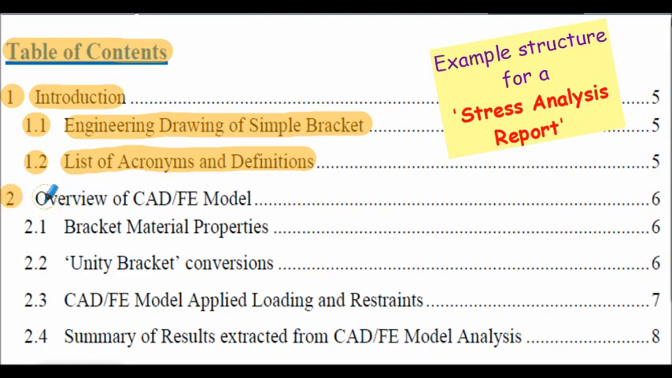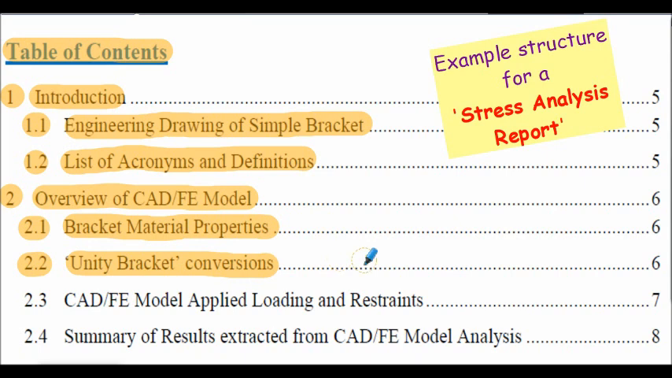Section 2, we have an overview of the CAD-FE model my colleague produced. Subsection 2.1 is the bracket material properties. Subsection 2.2 is unit conversions. I must say I would not usually put unit conversions within a technical report issued to an engineer, but as this report is specifically for educational purposes and aimed at HNC, HND students, I'm making you aware of some of the relevant conversions that are implicitly included within this report.